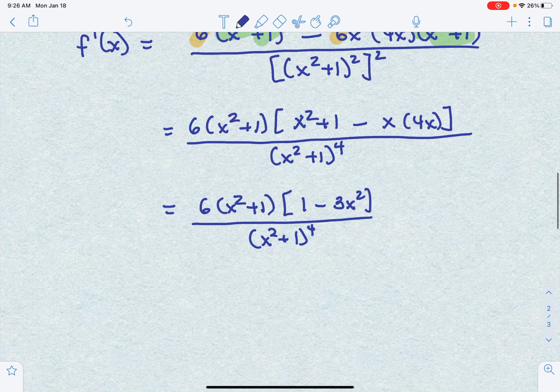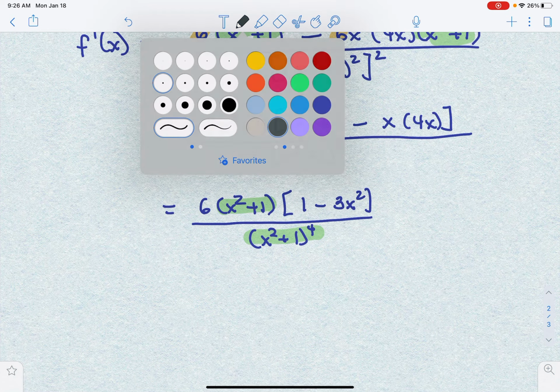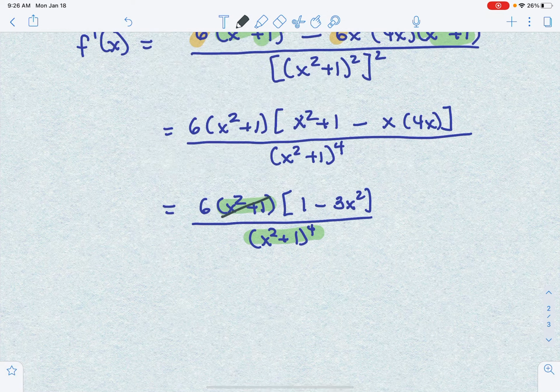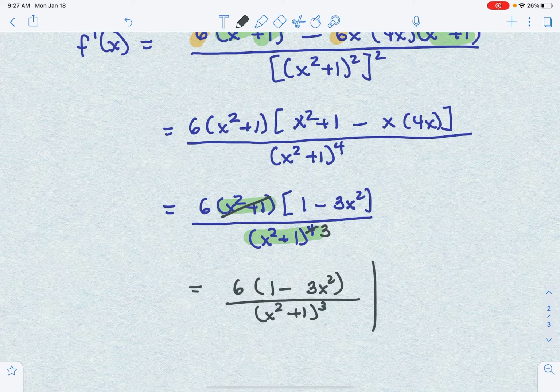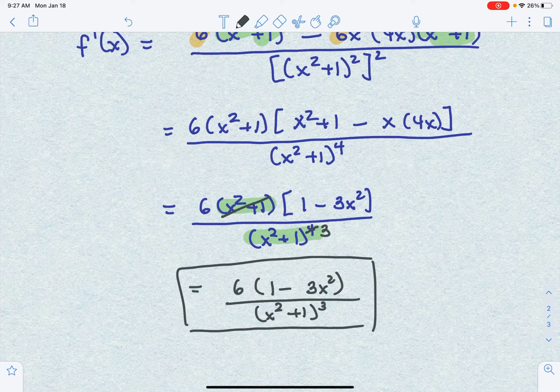And funny thing is, I do have a common factor between the numerator and denominator. I have a first power over a fourth power, which means essentially this is going to go away, and this is going to become a third power. So that means the final answer is 6 times 1 minus 3x squared all over x squared plus 1 to the third. So it seems with the quotient rule, something's always going to be able to be crossed out. So that might be something to look out for as you practice these.